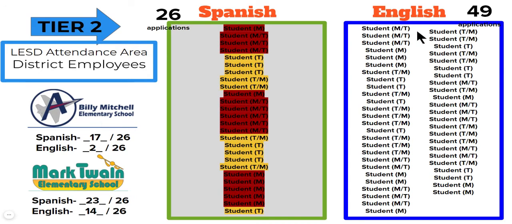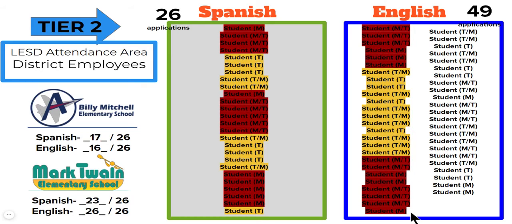We'll now place students from the English category. These students are placed at Mitchell, and these students are placed at Twain. This group of students is placed at Mitchell, and we'll pause here to notice that our English language category positions at Twain have now been filled. 26 of 26 spots are filled.